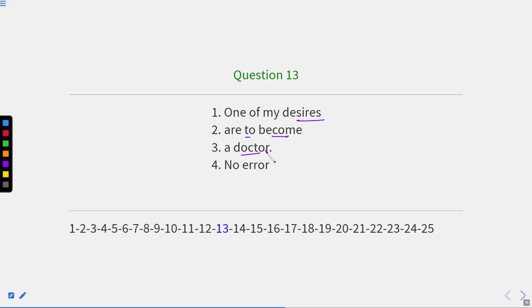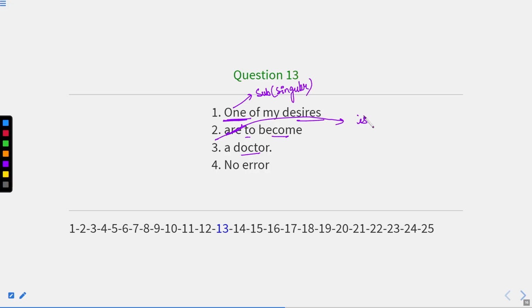It means from many desires of mine, I am talking about the one which I make the priority, and that is to become the doctor. Okay, so here we are talking about only one desire out of many. So this one makes the subject singular. Okay, so this is the subject and this is a singular subject. And if we have the singular subject, we need to write a singular verb with it. So this "are" should be replaced with "is". Okay, so the correct sentence will be: one of my desires is to become a doctor.